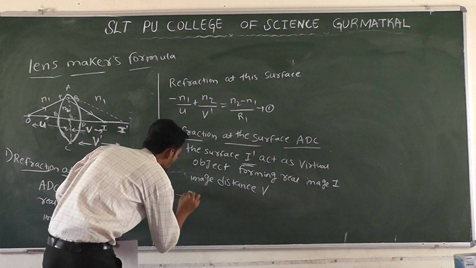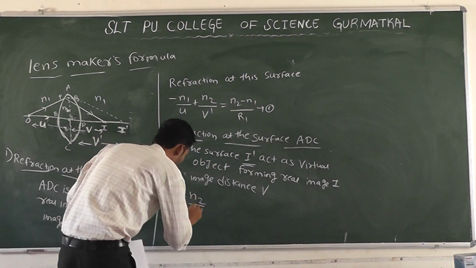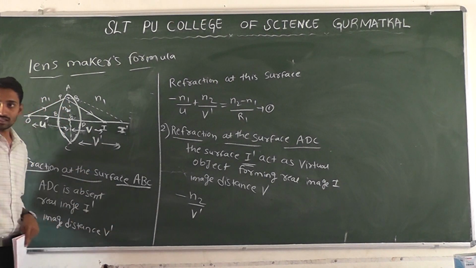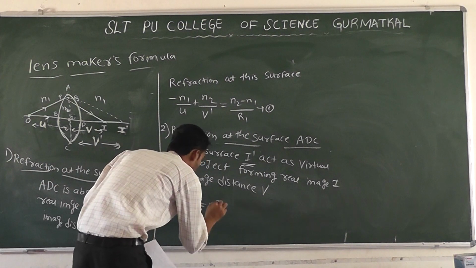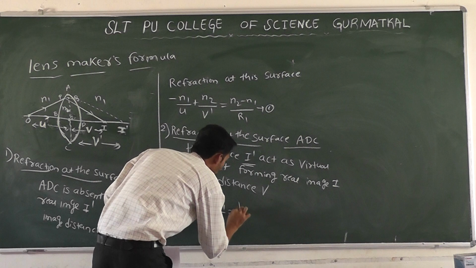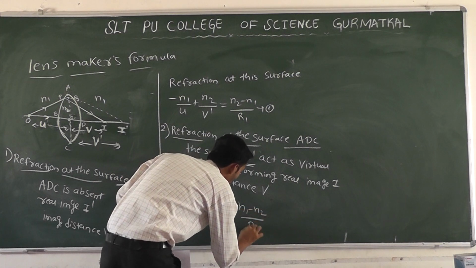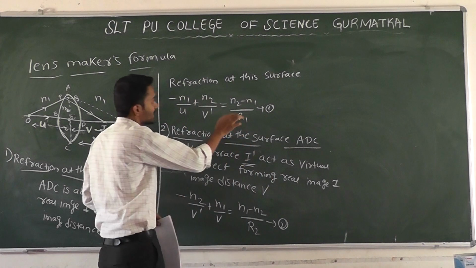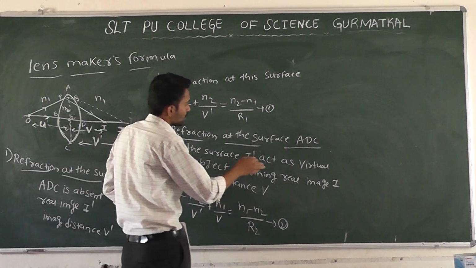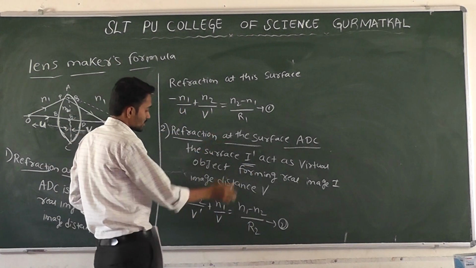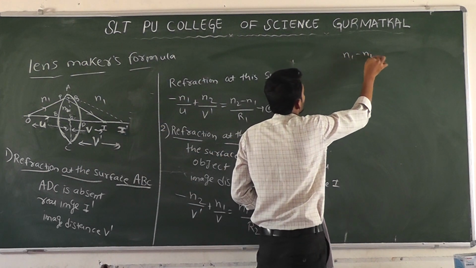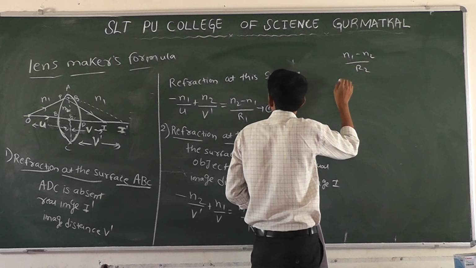So we are writing the equation: n2. So what is the image here? Object distance. As I told previously, V dash is our object distance plus n1 V, where V is our image distance. So the equation is n1 minus n2, and we are taking the second surface R2. Last time we took the first surface ABC, R1. In the second case we are taking the second surface, so we are taking R2. So the equation is n1 minus n2 by R2.